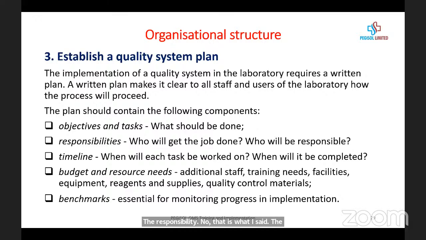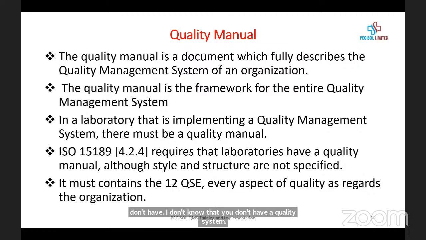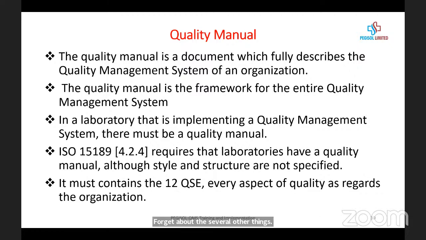Next is quality management. One of the key structures of any quality-oriented organization is the quality manual. So if I come to a facility and I ask you, where's your quality manual? You don't have. I just know that you don't have a quality system. Forget about every other thing. It's like a Christian who does not have a Bible, or a Muslim who does not have a Quran. What is your guiding principle? So the quality manual is your internal guiding principles. It's what you state, what you do, and what you are going to do.